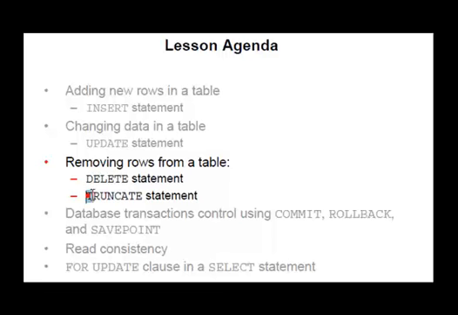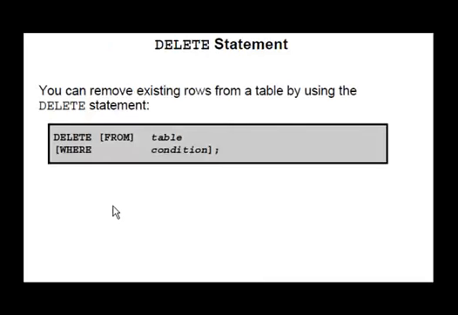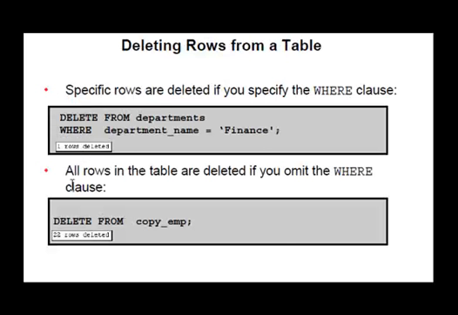Now, the delete statement, by the way, is different than the truncate statement. Let's go look at a delete statement. I'm going to try to delete this row from the table by issuing the delete statement. Here is the format, the syntax structure of the delete statement, and here is the delete statement: delete from departments where department name is equal to finance.